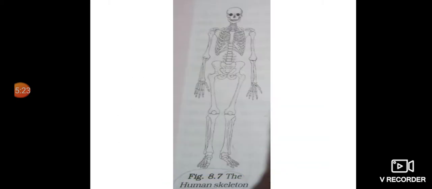So you can see this is figure 8.7. The framework is called the skeleton. You can see this skeleton, the number of bones right from top to foot. And also you see the arms and the legs, the foot, the number of bones.